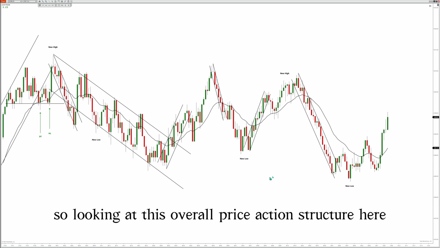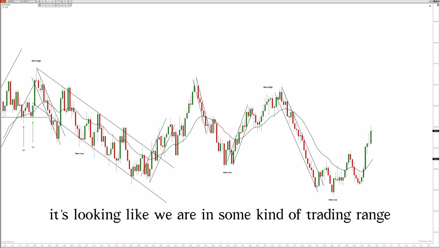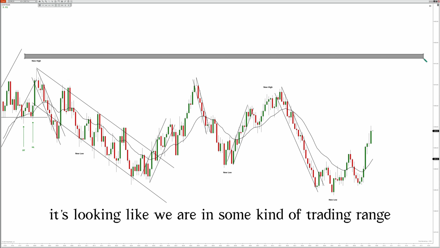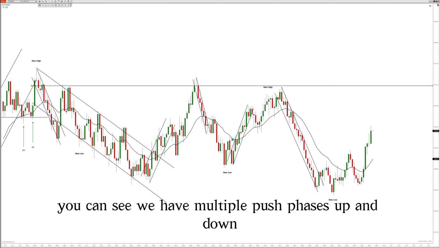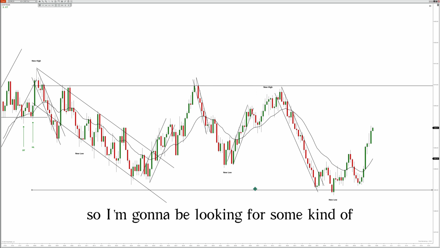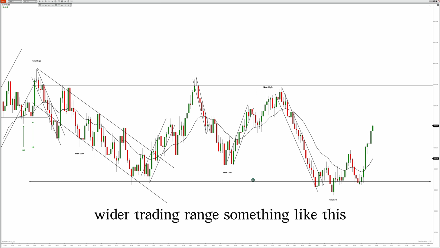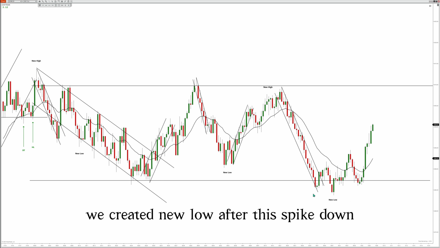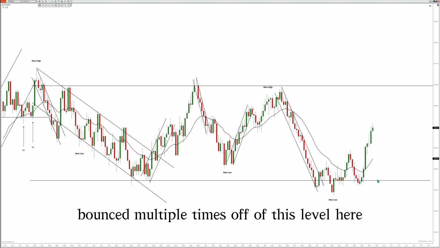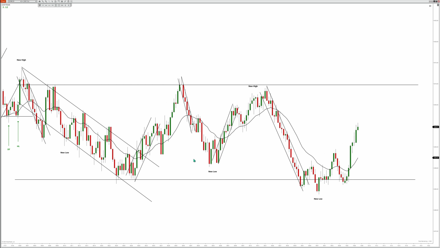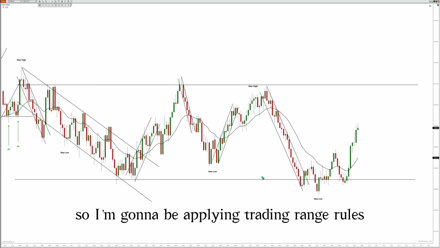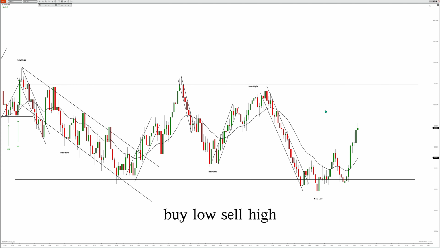All right, guys, so looking at this overall price action structure here, it's looking like we are in some kind of trading range. You can see we have multiple push phases up and down, so I'm going to be looking for some kind of wider trading range, something like this. Should make sense. We created a new low after this spike down, pushed back above the EMA, bounced multiple times off this level here, and looks like we're pushing to the upside now. So I'm going to be applying trading range rules, buy low, sell high.